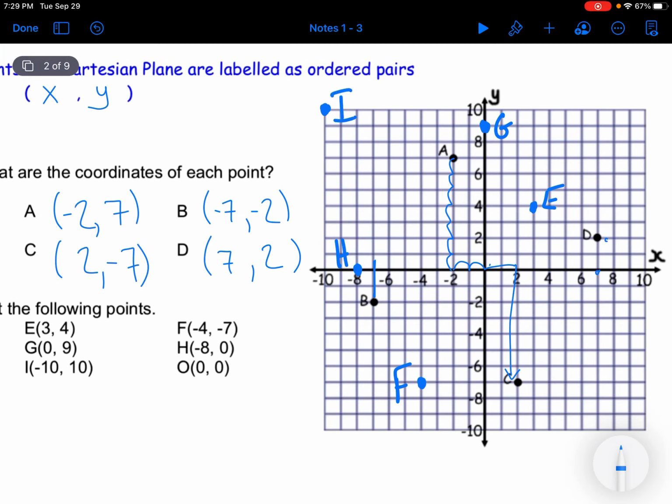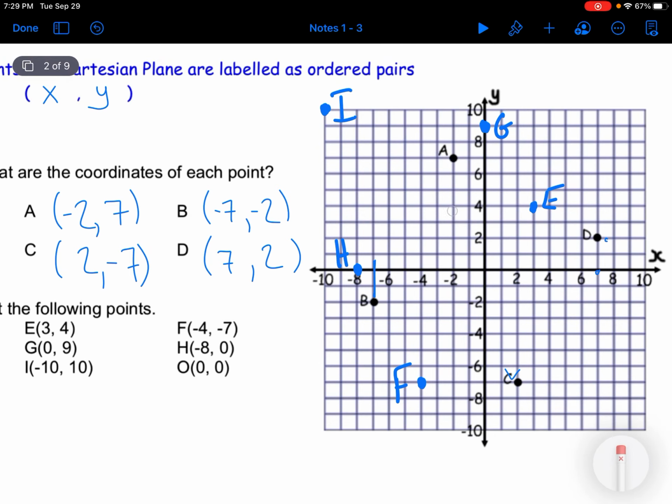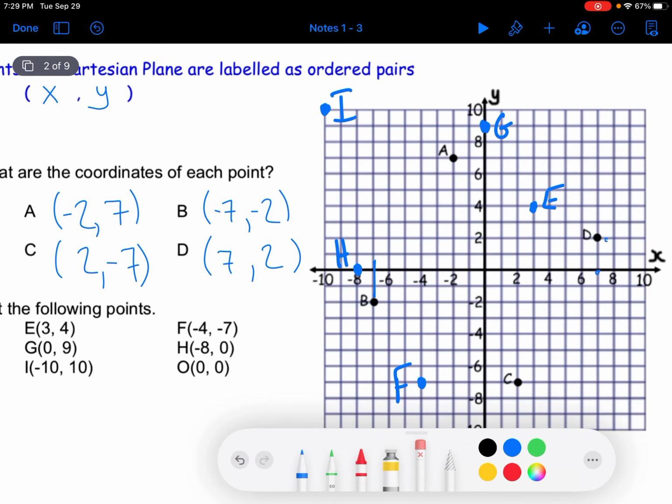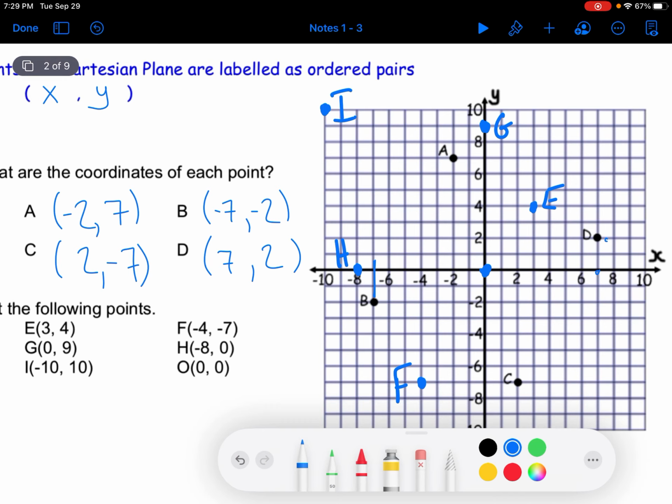That's I. And then O is on a special point. I'm going to have to erase a little bit here. O is on a special point. It's actually on the origin. So O is right in the middle. It's right there. This point is also known as the origin.